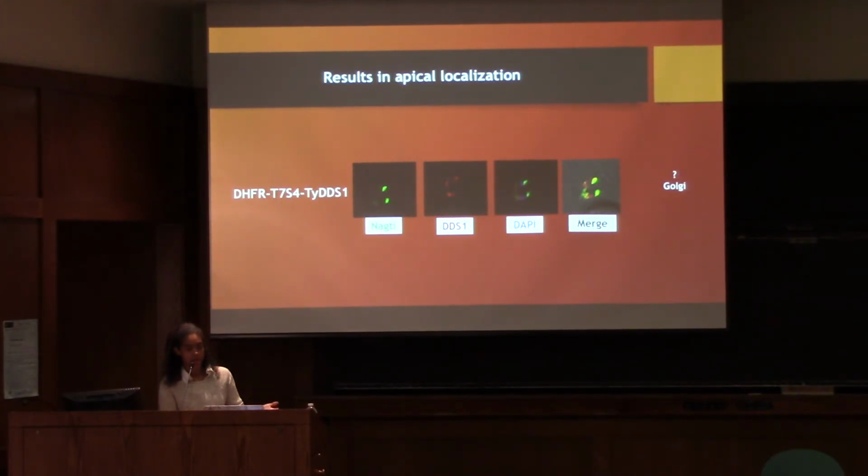And the last similar previous parasite line that was already made before I got here, we use another staining called NACT, which is a Golgi marker, and here's a DDS1 and DAPI. However, the staining didn't colocalize in the Golgi itself, so that's the question of what other antibodies should we use to get that colocalization.